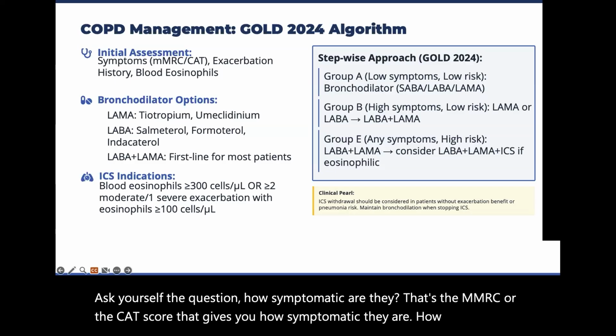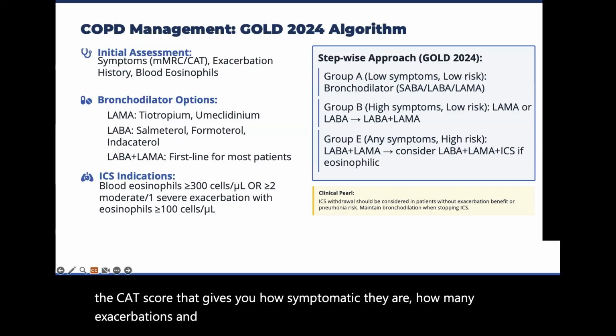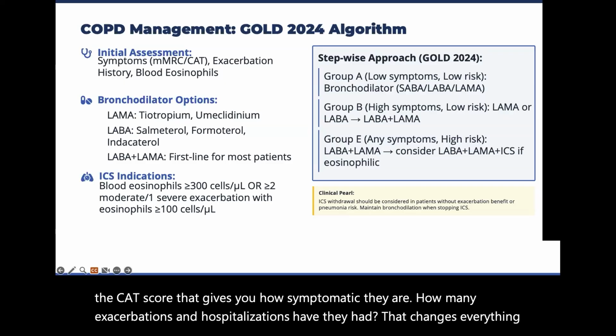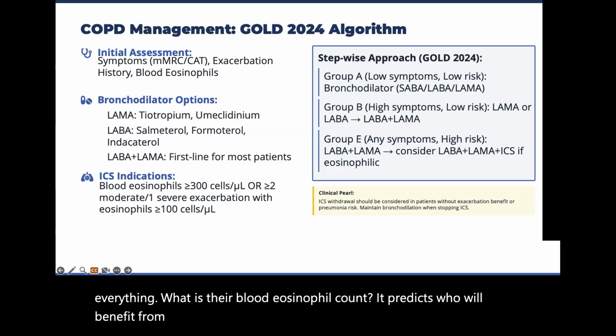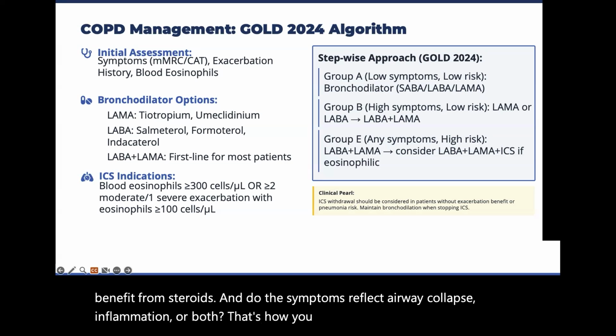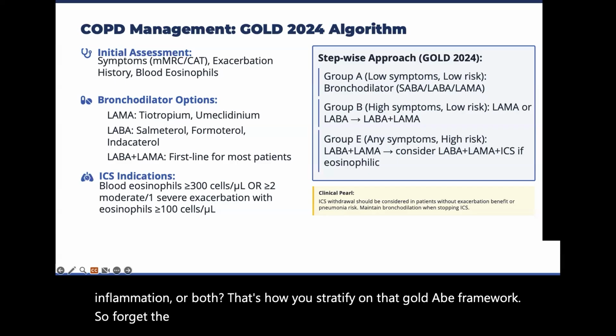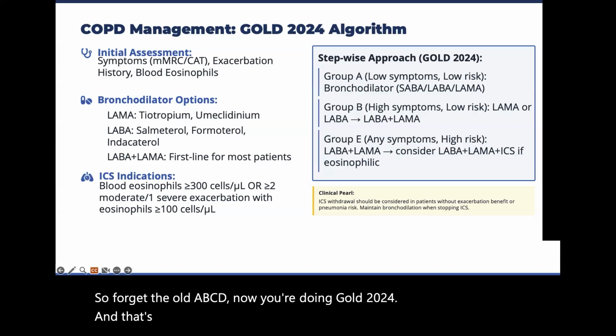How many exacerbations and hospitalizations have they had? That changes everything. What is their blood eosinophil count? It predicts who will benefit from steroids. And do the symptoms reflect airway collapse, inflammation, or both? That's how you stratify on that GOLD ABE framework. So forget the old ABCD. Now you're doing GOLD 2024, and that's how you're essentially stratifying them.